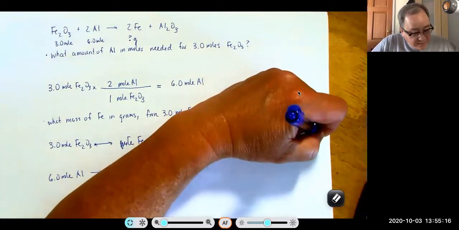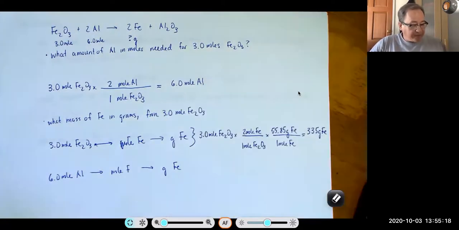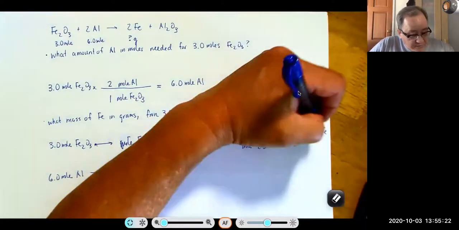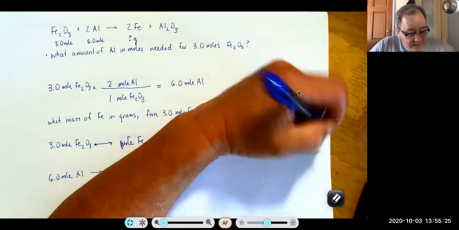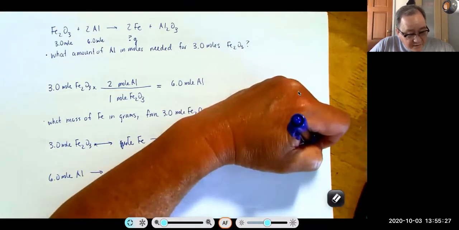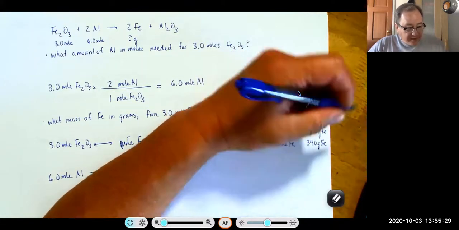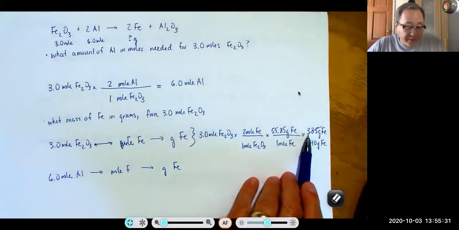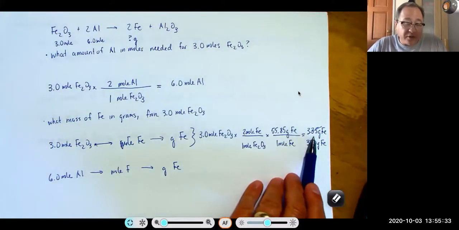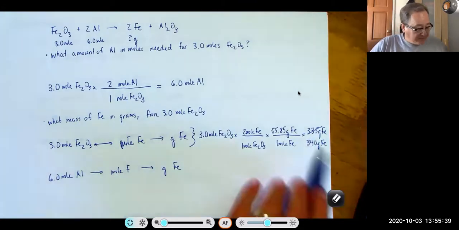335 grams of iron. Now, that's too many significant figures for this, right? So it should really be 340 grams of iron, because I want to keep the first 3. I want to keep the second 3, but I have to look at the number to the right to see if I round that 3 up or down. And I want to round it up because that's a 5.